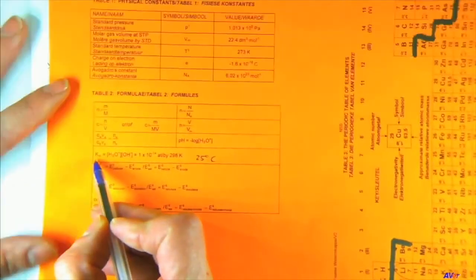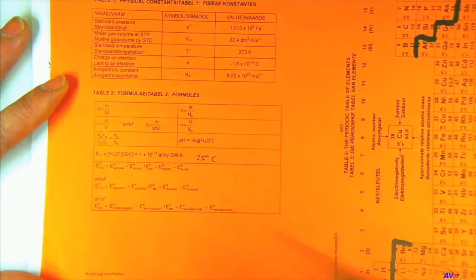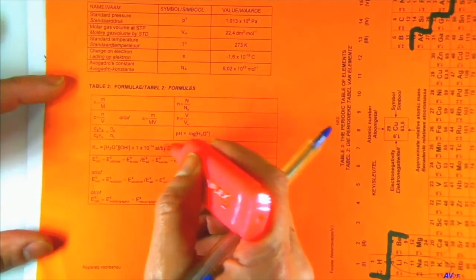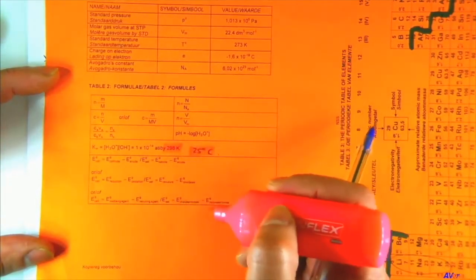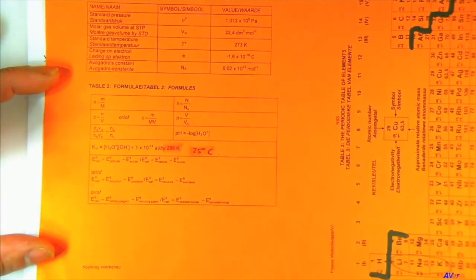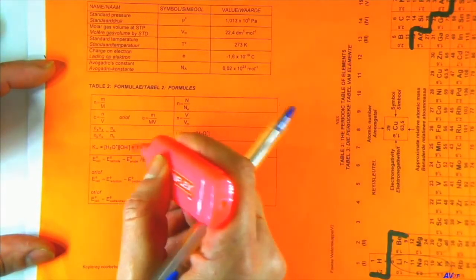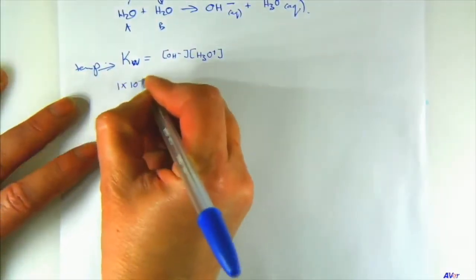Right, attention. If you look at this one, it gives you Kw, there you've got your Kw equation. And what does it give you afterwards? It tells you that if you are at 298 Kelvin, which is the same as 25 degrees Celsius, because you subtract 273, do you remember? Right. So if you are at 25 degrees, then the Kw value is 1 times 10 to the minus 14.